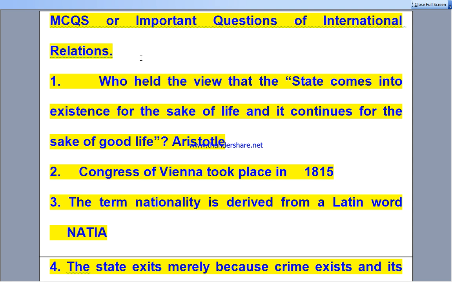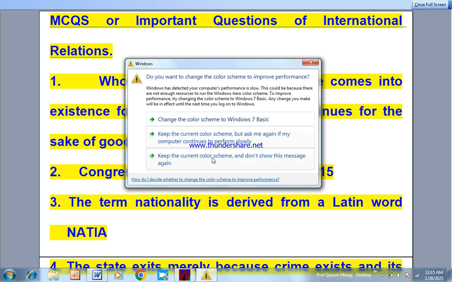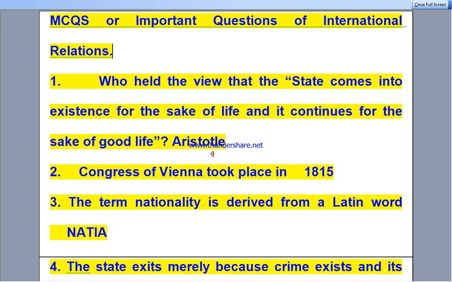Number two, Congress of Vienna took place in which year? In 1815. Number three, the term nationality is derived from a Latin word natia.